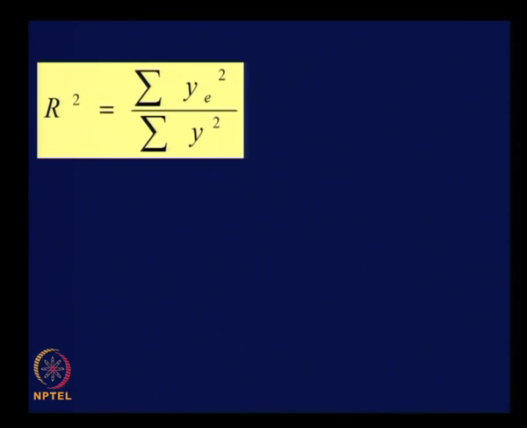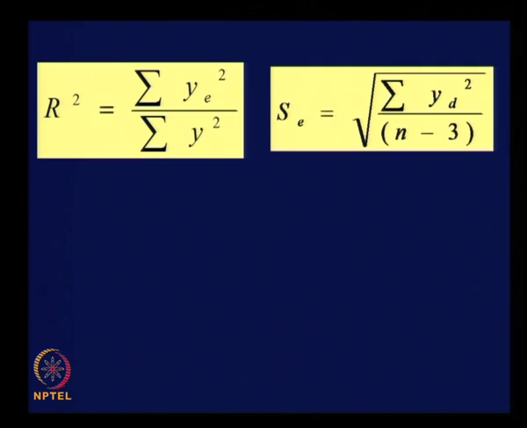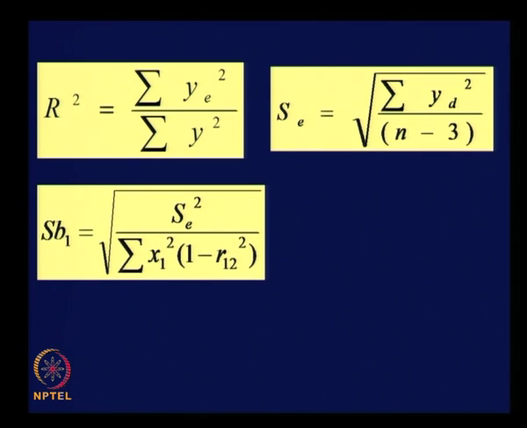And R square is calculated following the same formula as we did in the case of one independent variable. R squared can be calculated as sigma ye squared by sigma y squared, and standard error of estimate for the regression equation as we did earlier. The only difference is that the number of degrees of freedom is different here because we involve 2 independent variables, so it becomes square root of sigma yd square divided by n minus 3, and there are 2 regression coefficients.